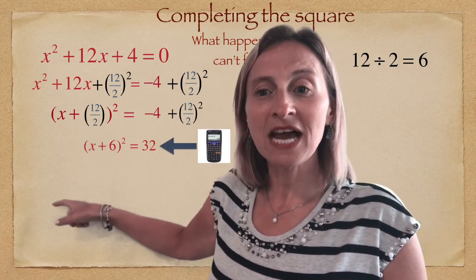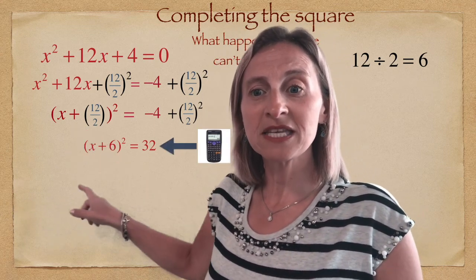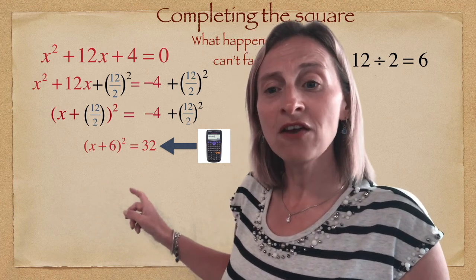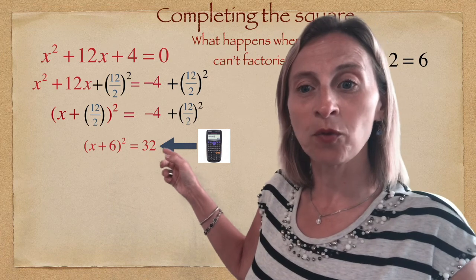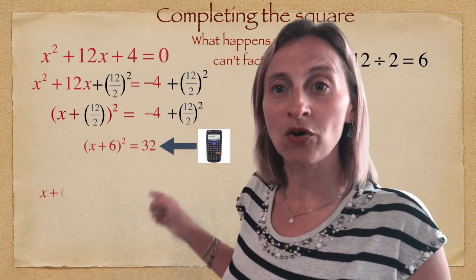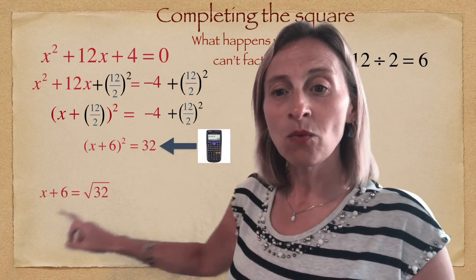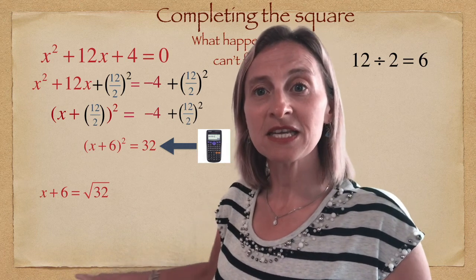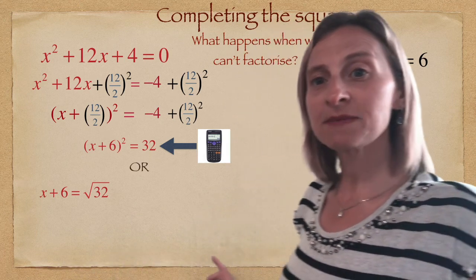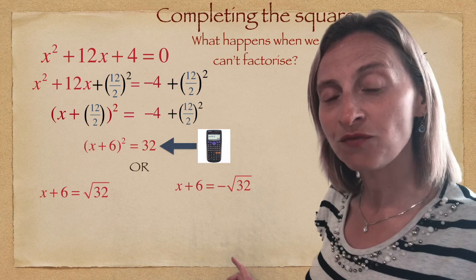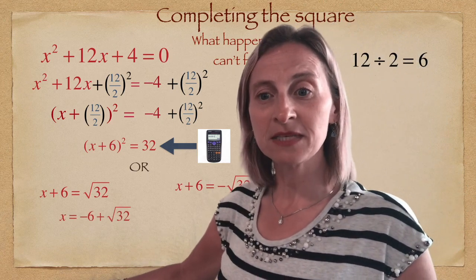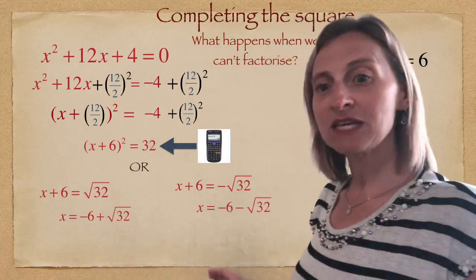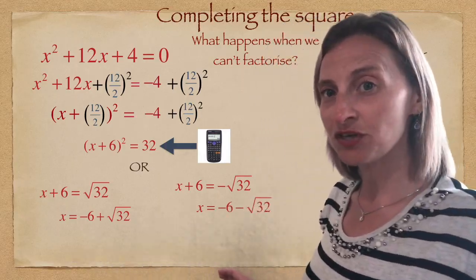Then we can write down our next line, x plus 6 all squared equals 32. And of course, we write the 32 down. We can just work out negative 4 plus bracket 12 over 2 all squared on our calculator. We're left with x plus 6 equals root 32 and x plus 6 equals minus root 32 if we square root both sides. And then we solve. x equals minus 6 plus root 32 and x equals minus 6 minus root 32.